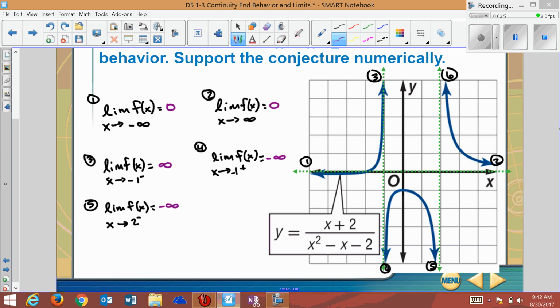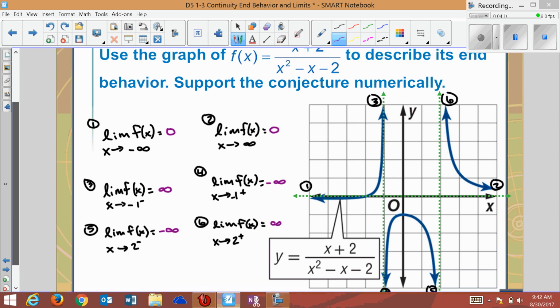And then we have the last limit, and that's what happens to y as x approaches 2, but now from the right side. And the answer is that on the right side of the x value of 2, the graph is going up, so you write positive infinity. That's how you'd find not only end behavior, but also left and right side behavior.